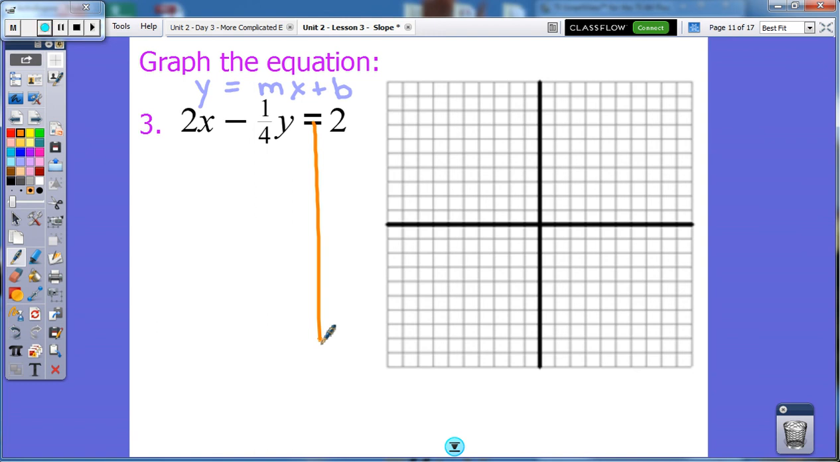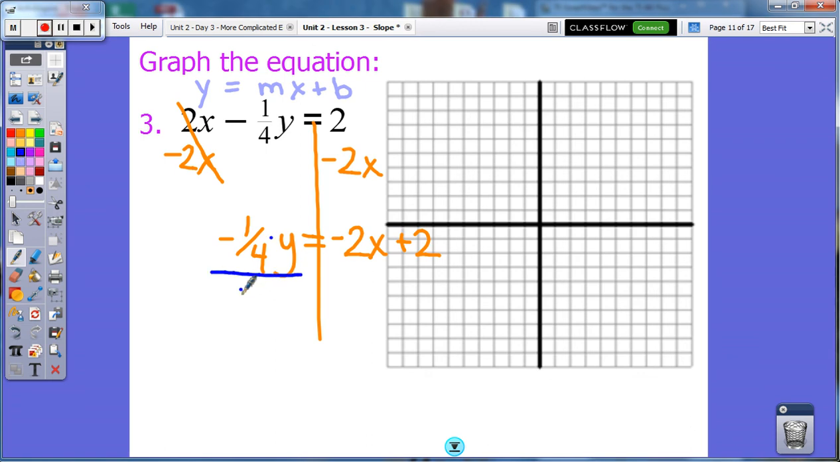Guys, to solve this one for y, the first step is to move the 2x. So I'm going to subtract 2x from each side. The 2x's will cancel, and that gets me negative 1/4 y is equal to, now can I combine a 2 and a negative 2x? No. So I'm going to put the negative 2x plus 2. Now all's good here, but I still don't have my y by itself. Guys, to get the y by itself, isn't this negative 1/4 times y?